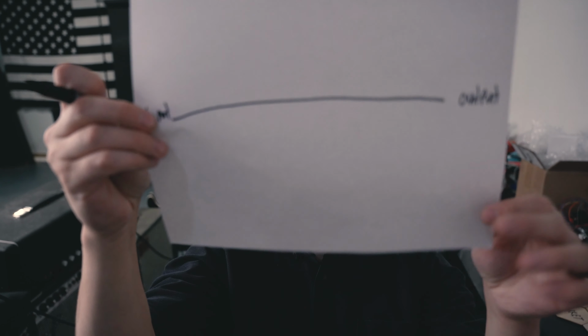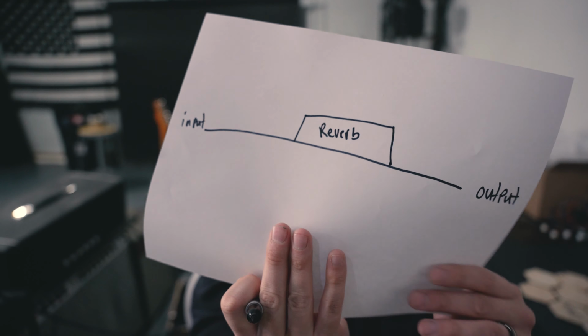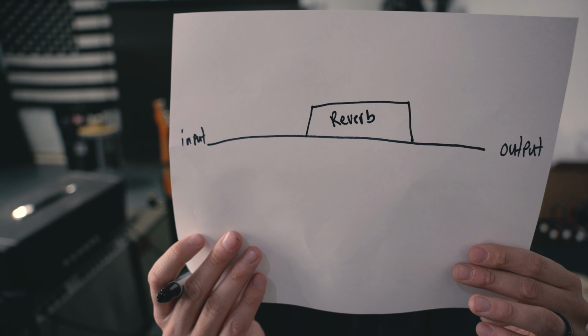So with any effect, you have your input signal and you have your output signal, right? And then you have your signal going between them. Input, output, we have our signal going between, right? And what you're doing for a reverb, because we got to start there, let's just start with the base reverb. You're adding a reverb block right in the middle. All right, so now we got our input, our output, our reverb block, right?